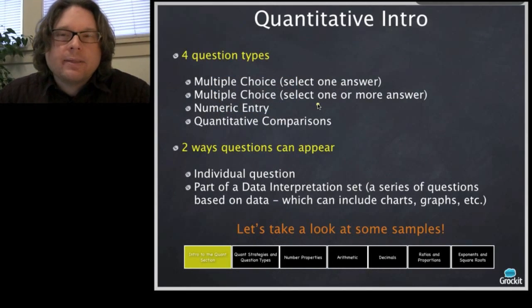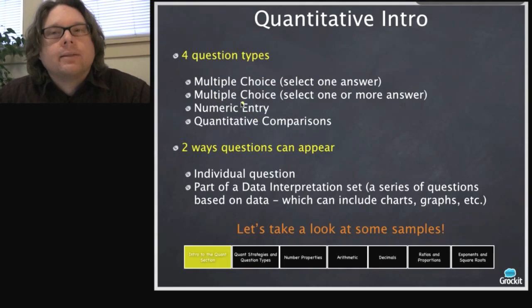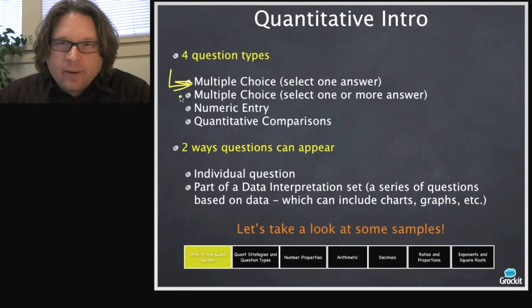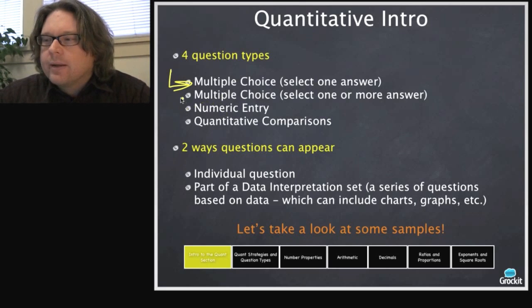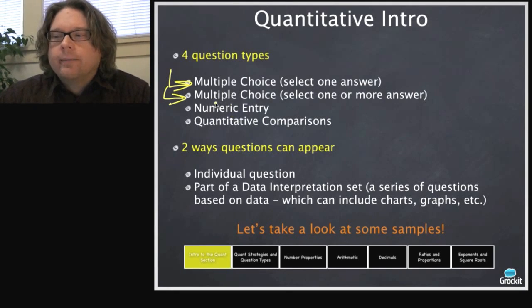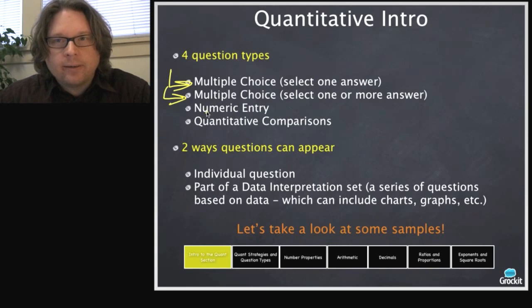So 4 question types on the test, and some of these are newer than others. Multiple choice, select one answer. Since the dawn of time, mankind has been answering multiple choice questions, and these are like those ones that you've seen before. Multiple choice, where you have to select one or more answers, are a little bit different. You may not have done one like this before. In this case, one answer may be correct, but it also may be more than one, and you have to select. They may ask you to select 3, or they may ask you to select all that apply.